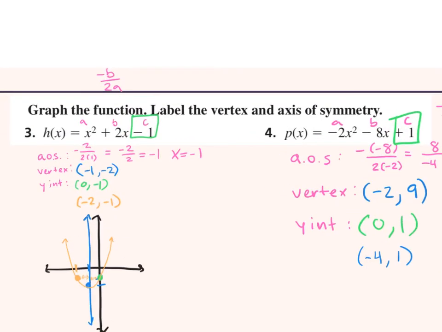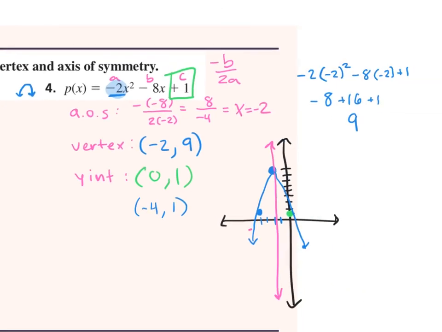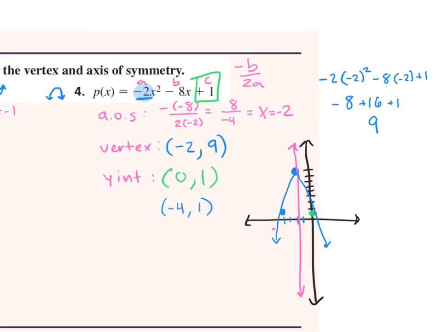So remember, we can tell whether it's opening up or opening down just by looking at the leading coefficient, the number out front here. If there's no number, then it's implied that it's a 1. So since 1 is positive, we know that number 3 is going to be opening up. In number 4, since our leading coefficient is negative, we know that it's going to be opening down. But we can also just tell by plugging in our points. Since our second point that we plugged in for number 4 was down here, we know that this graph is going to be opening down.